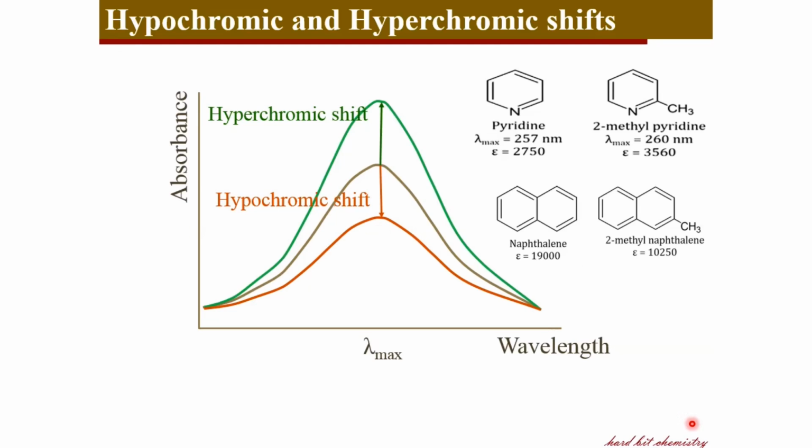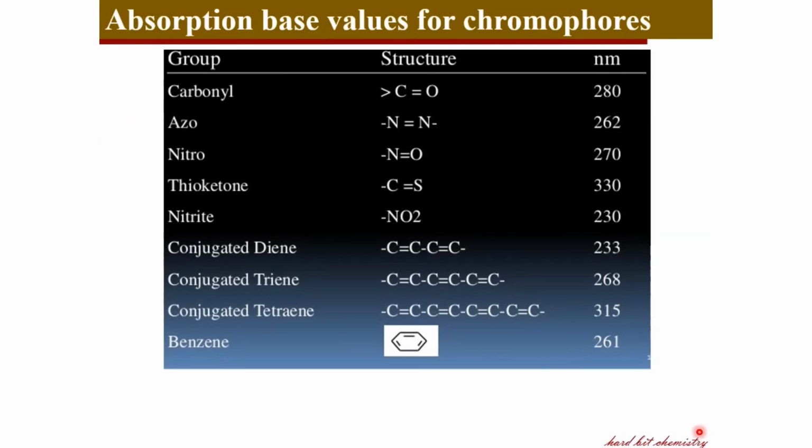So in short, an auxochrome can have influence both on the lambda max value and on the intensity of absorption. Lambda max changes either in a bathochromic shift or in a hypsochromic shift, and the intensities change either as a hyperchromic shift or as a hypochromic shift. And now let's see some of the structural features which contribute to the absorption in the UV and visible region, that is, some of the chromophores.